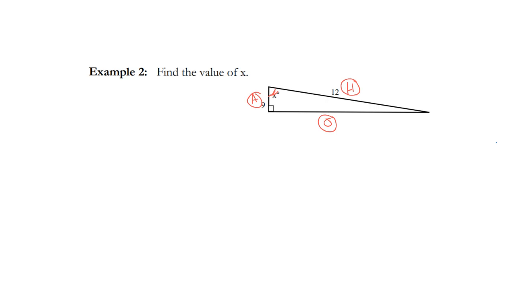So now instead of circling the one side I'm trying to find and circling the one side I already know, I'm going to circle the two sides that I know. I know the hypotenuse is 12, and I know the adjacent side is 9. So we look at SOHCAHTOA, and we think to ourselves, which of these trig ratios has A and H in it, since that's what I circled. Notice I did not need opposite here. So of course I'm going to use cosine.